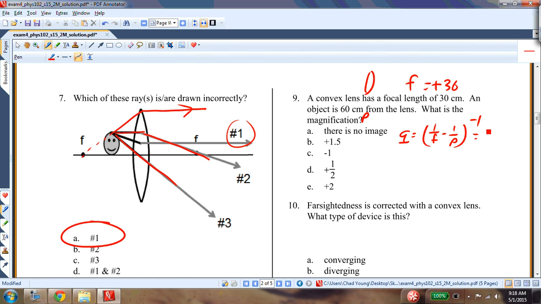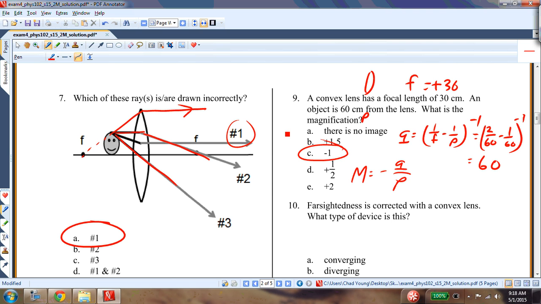So that's 1 over 30, that's 2 over 60 minus 1 over 60, to the negative 1. That's equal to 60. So Q is 60. I want to know the magnification: negative Q over P, negative 60 over 60. Oh, it's negative 1 again.